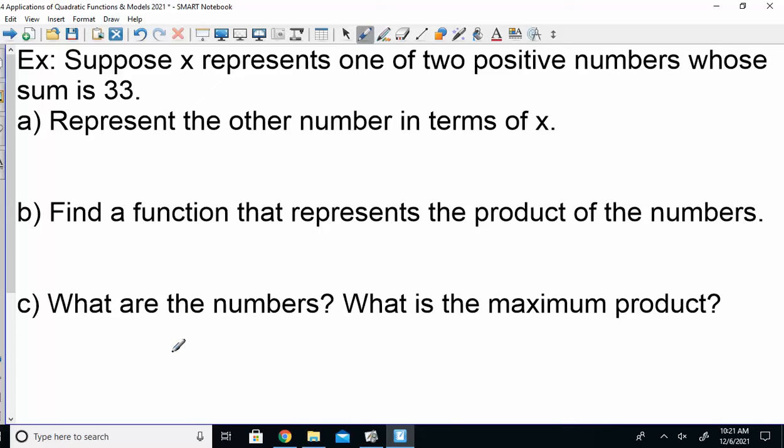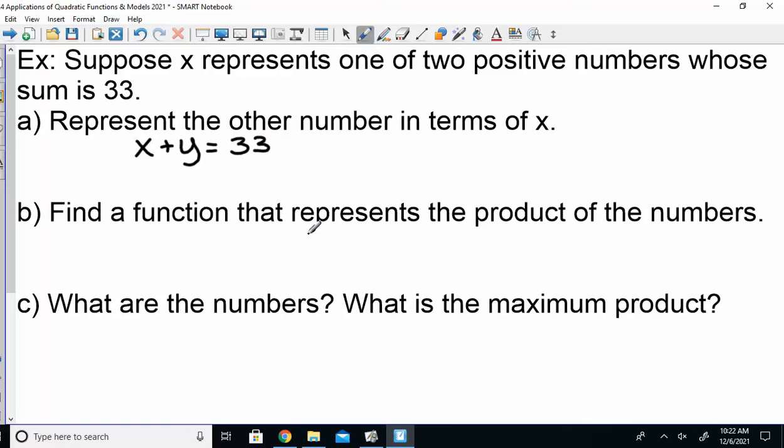So x is going to be one of 2 positive numbers whose sum is 33. Okay, did I tell you what the other number was? No. So what do you want to call it? Well, x is one of them. What would the other one be? Y. What does sum mean? So if you add these things, it equals 33.